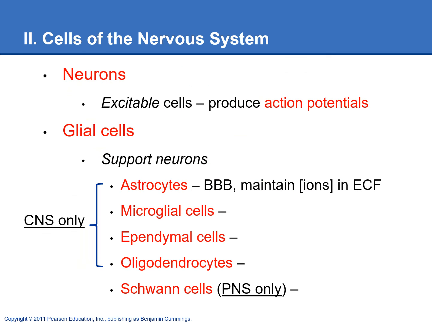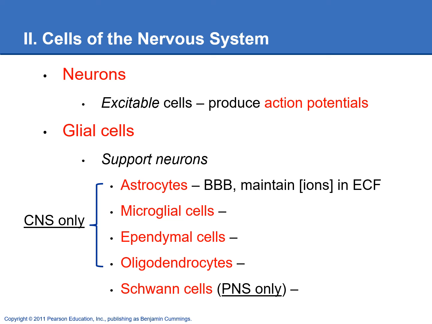The cells of the nervous system, there are two types. We have the neurons and glial cells. The neurons are excitable cells, meaning that they're able to produce action potentials or nerve signals. The glial cells are going to support the neurons. The word glial means glue, so they're kind of the glue that holds the nervous system together. There are a number of different types of glial cells, so make sure you know these.